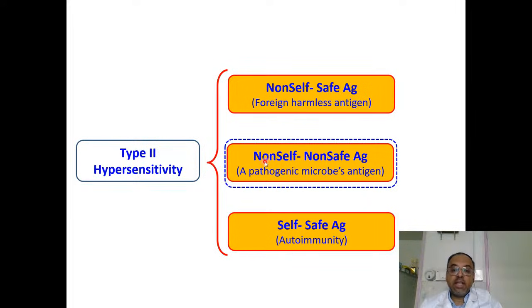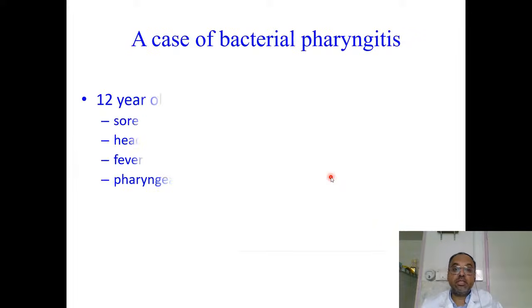How about non-safe antigens? Well, things which are non-self and non-safe, these are microbes, these are infectious agents. These are infectious agents that we do require a suitable immune response against. But if the immune response against an infectious agent gets too strong, or if an immune response against an infectious agent goes and targets something else, then we might have hypersensitivity.